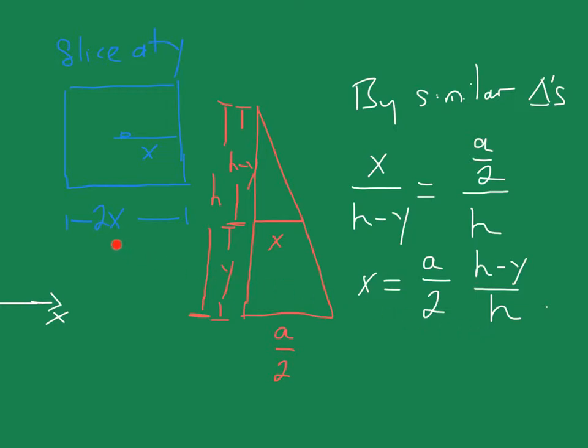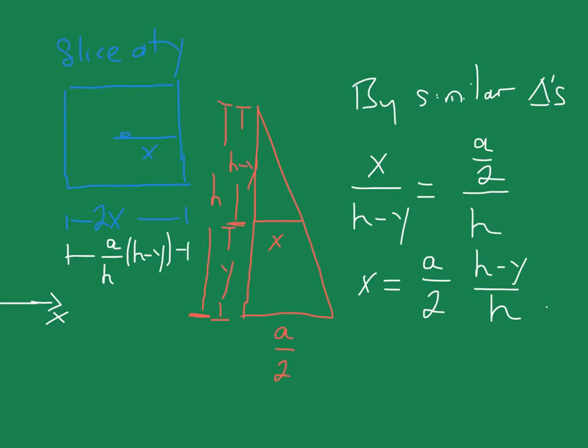So now we know that 2x, the side length of our square, is going to be twice this value here. 2 over 2, that's going to cancel. So this 2x is going to be equal to a times h minus y over h. So let's just write that in. So we now know that this length here is equal to, I guess I'll write it as a over h times h minus y. All right?